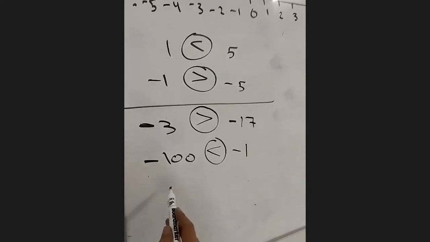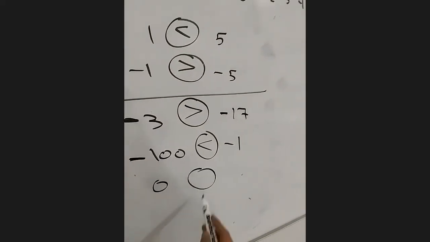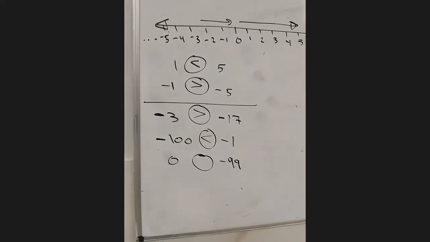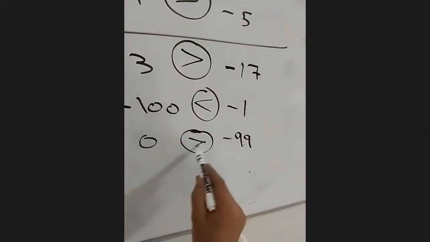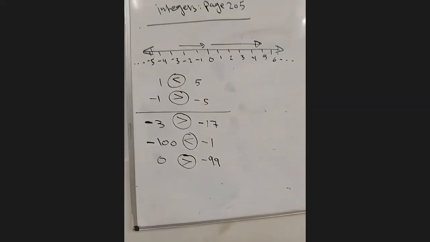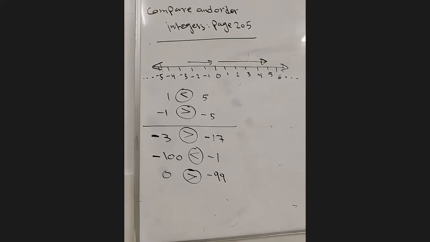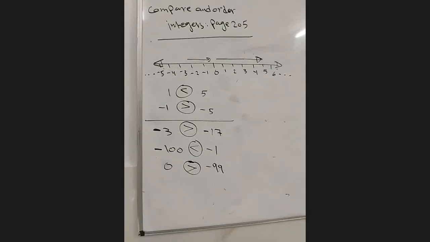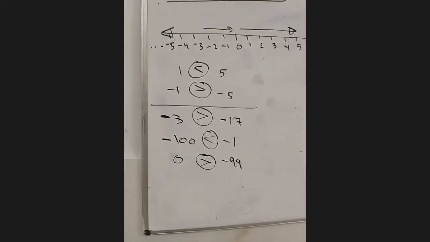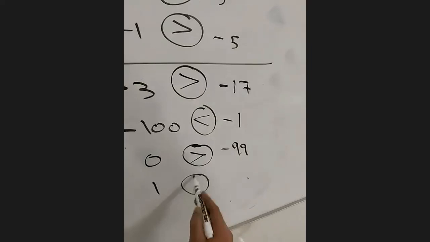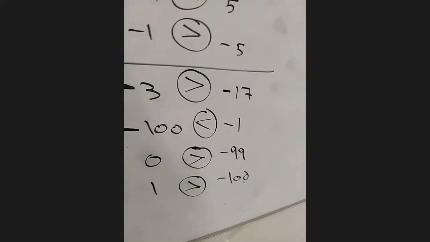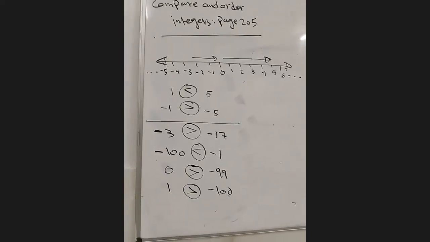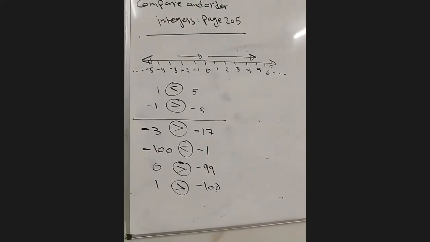For example, if we have 0 with negative 99, 0 is bigger. So the closer you are to the 0 in the negatives, the bigger you are than any other negative integers. But if we have a positive and a negative, 1 with negative 100, the 1 is bigger. Any positive number is bigger than any negative number. This is how we compare between integers.